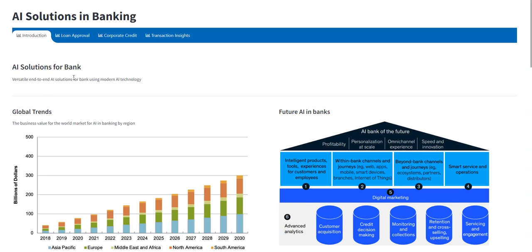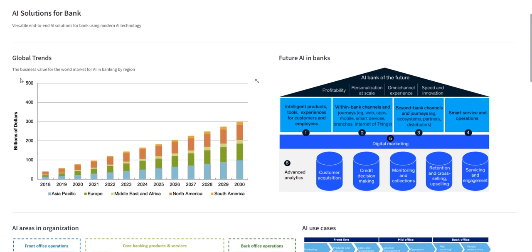So first, we have 4 sections. First, we're going to introduce the banking industry background and the status of AI in banking. Then we're going to introduce loan approval, corporate credit, and transaction insights, which are 3 simple demos showing what our platform can do with the data app, right?